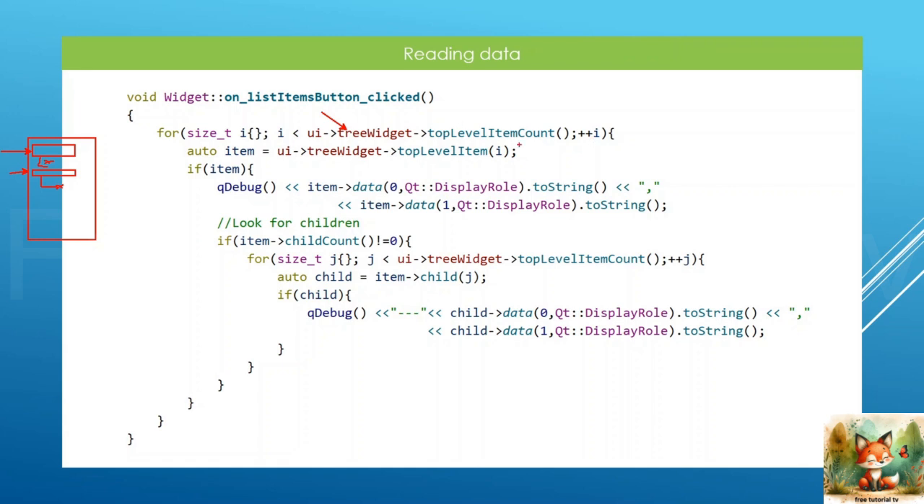Once we have the top level items and the count, we loop through them, getting each one at each index. Once we have the item, we get the data from that item at a given column. If you look at the documentation for the data method of QTreeWidgetItem, you're going to see that it takes in a column. So we pass column 0 and column 1 because we have 2 columns in here, and we show the data. But we also want to go down and look at the children of each item in this iteration, so we are going to check the children count.